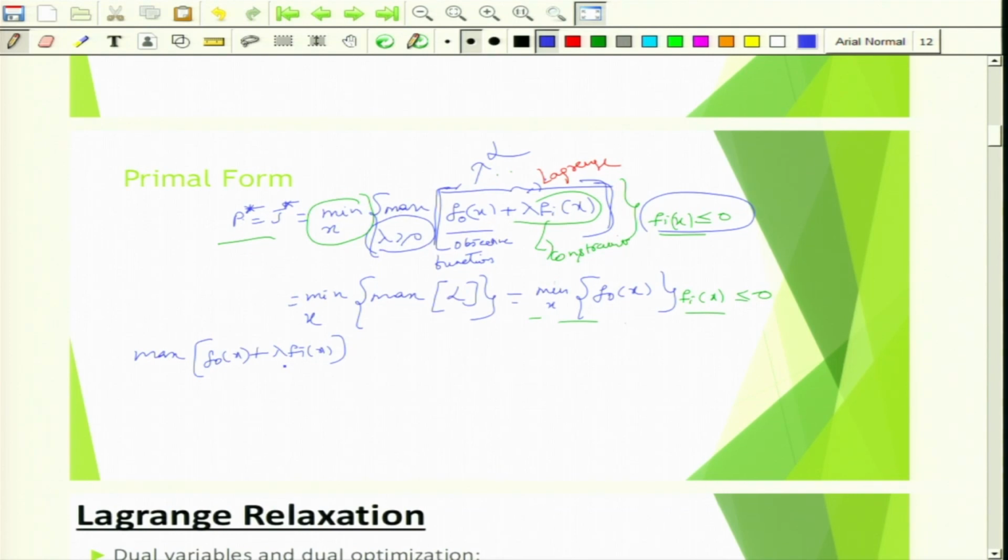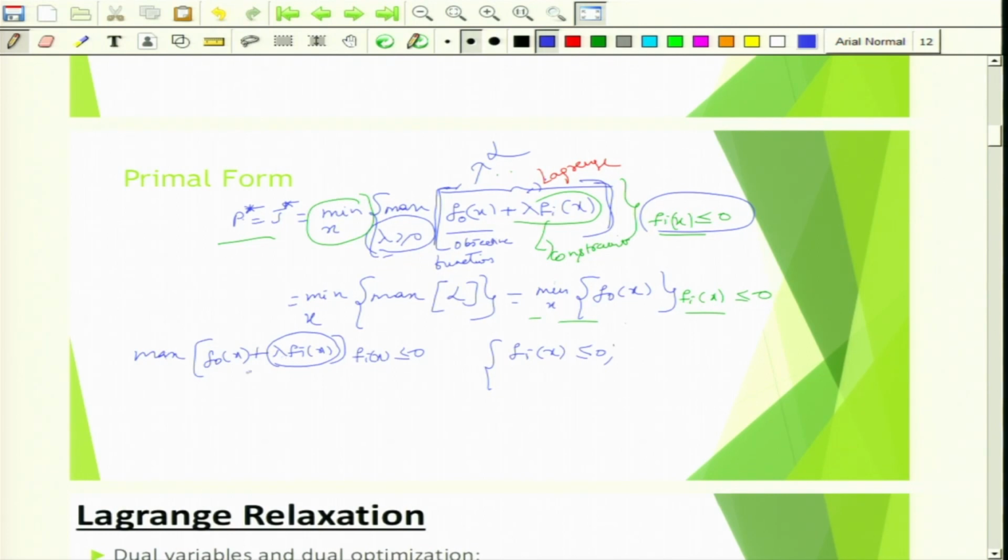It is very simple. Let us say your constraint is fi of x less than or equal to 0, right? Now the first case is fi of x is less than or equal to 0 and this is valid, this is true. Then what will happen? Fi of x is negative, let us say. So lambda is always positive, that we have already defined.